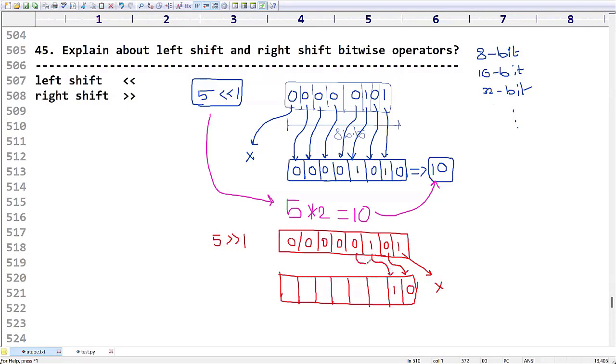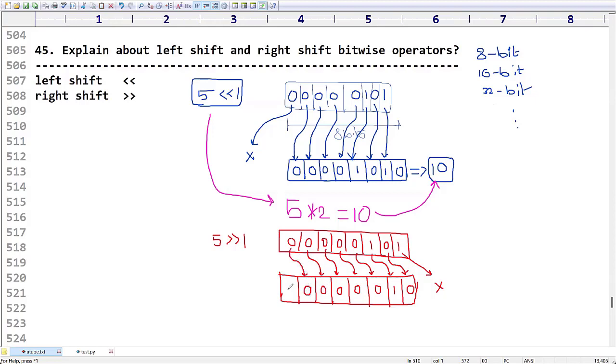In this place, this 0 will come. In this place, this 0 will come. In this place, this 0 will come. In this place, this 0 will come. In this place, this 0 will come.